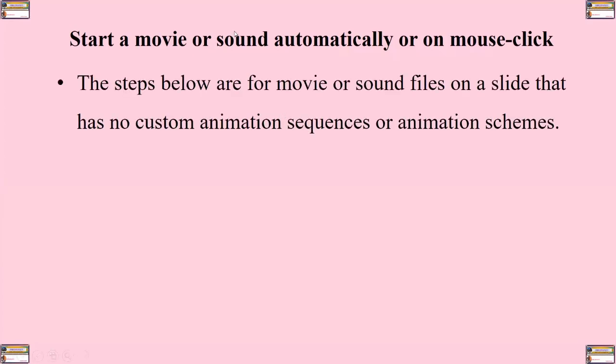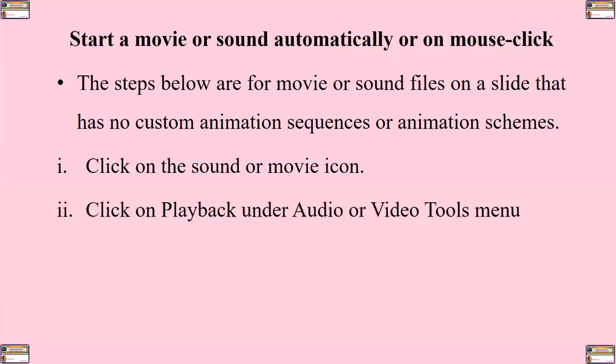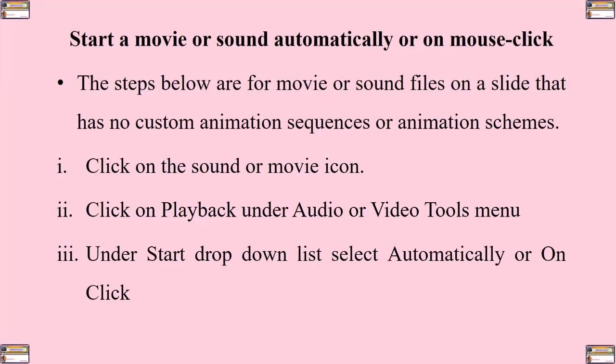In addition, you can decide to start your movie or sound automatically or on mouse click. The steps below are for movie or sound files on a slide that has no custom animation sequences or animation skips. So you click on the sound or movie icon that you have inserted, and then click on playback in the audio or video tools menu. And in the start drop-down list, select automatically or on click.